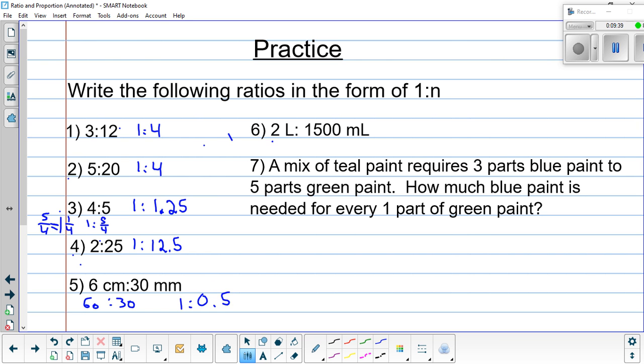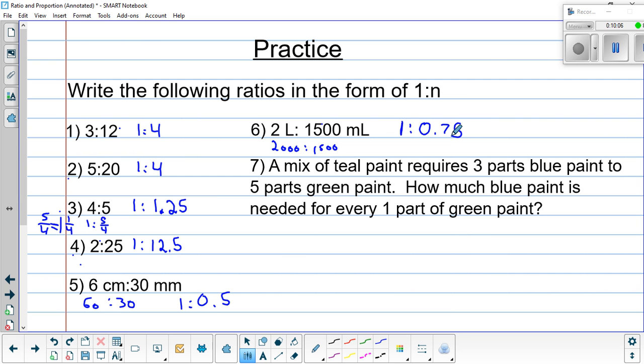Here we'll have 2,000 to 1,500 when we convert, and then dividing both sides by 2,000, we will get simply a ratio of 1 to 0.75.